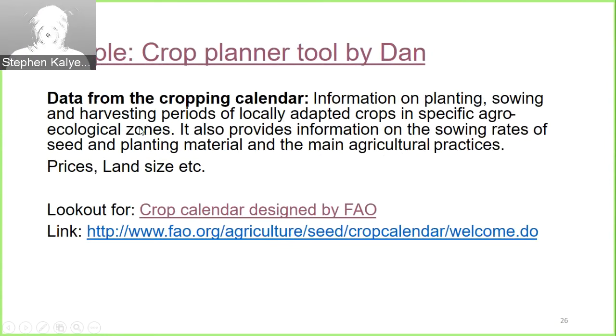So what you can look out for, ideally, is a crop calendar. The crop calendar is designed by FAO. On this link, you can go and look out for it and check on the available cropping calendars. When you go to this link, you select a crop and country, then it shows you the best seasons for seeding, the best seasons for harvesting, the best practices for yielding. All this can be found.